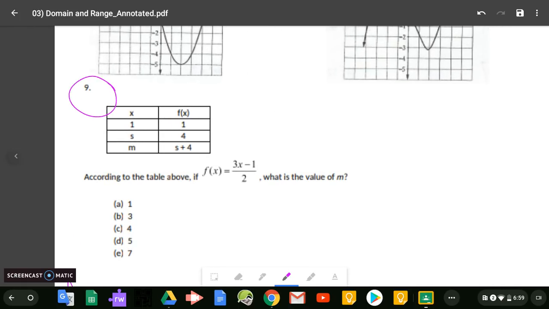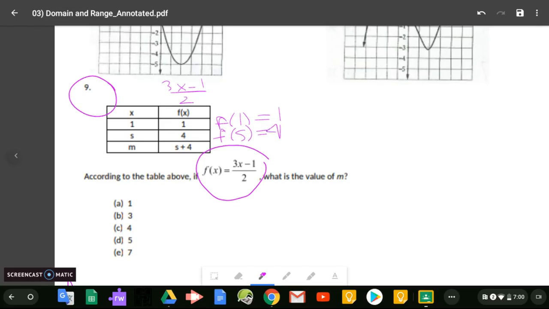They give us an input-output table, and they also give us the function that goes with that table. So I'm going to just write the function on top of the table. Okay, so I know when I take f of 1, I'm getting 1 as my output based on how I could read the table. So if I put f of 1 in, I get 1 out. If I put f of s in, I get 4 out. If I put f of m in, I get s plus 4 out.